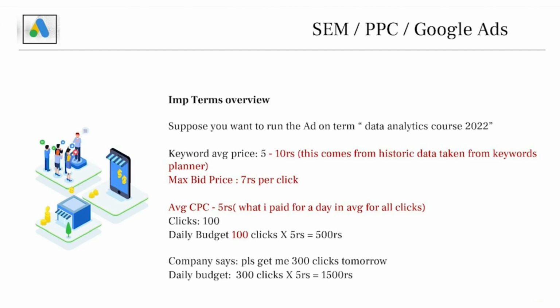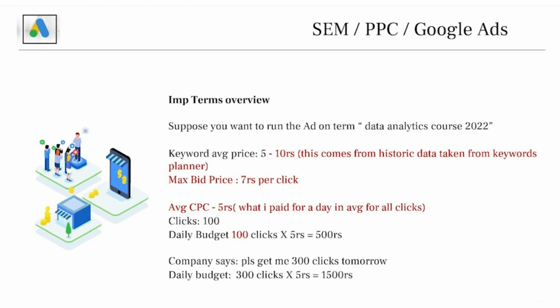Suppose I've got 100 clicks, then it's simple maths that the budget I have spent today is 5 rupees for one click, 500 rupees for 100 clicks. So the daily budget would be 500 rupees. Tomorrow, if the company says I need 300 clicks, then using my average CPC from yesterday's historical data, I will submit a daily budget for 300 clicks, not 100, so that with 1500 rupees I can expect 300 clicks at the cost of 5 rupees per click. Okay, this is a very simple example just to explain how things work.